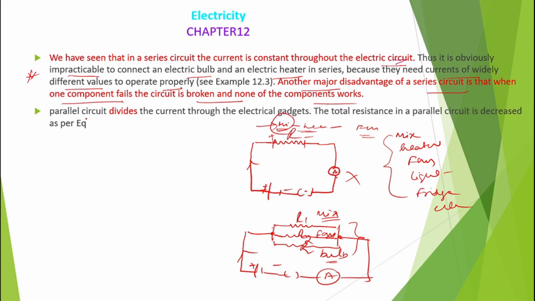So that is what he is telling: a parallel circuit divides the current through the electrical gates. The total resistance in a parallel circuit is decreased as per the equation. Just you see I is equal to V by Rp. If you increase the current, this is reciprocal. That's why resistance will be reduced. So this is the proper explanation.